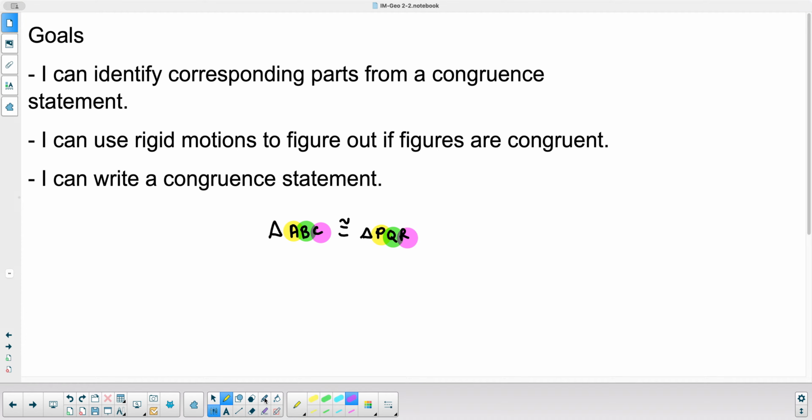And then you also have 3 pairs of congruent sides. So I got AB right here is congruent to PQ. I have BC is congruent to QR. And then the last pair of congruent sides would be AC and PR. Now, it kind of looks like arc PQR, but I'm just pointing out that the P and the Q go together, okay?